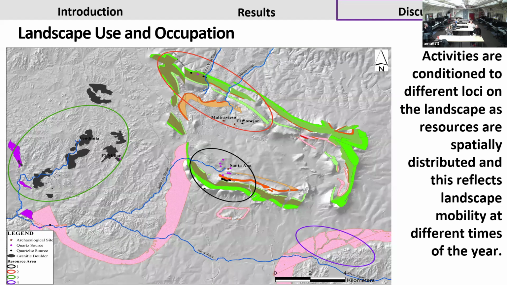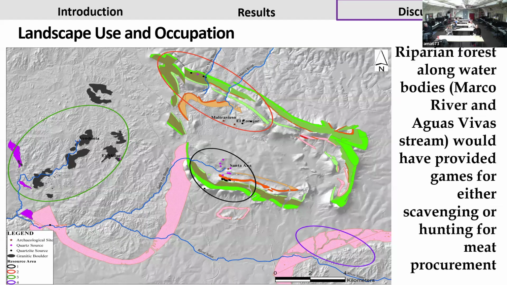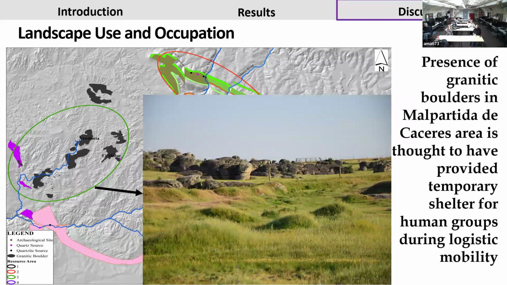So we can see that the landscape reflects several portions with different available resources which humans would have exploited in the Middle Pleistocene. The riparian forests along the Marco River and the Agua Bibas area would have provided game for either scavenging or hunting and for meat procurement. And the presence of granitic boulders in Mapasada de Cáceres would have provided temporary shelter during logistic mobility.